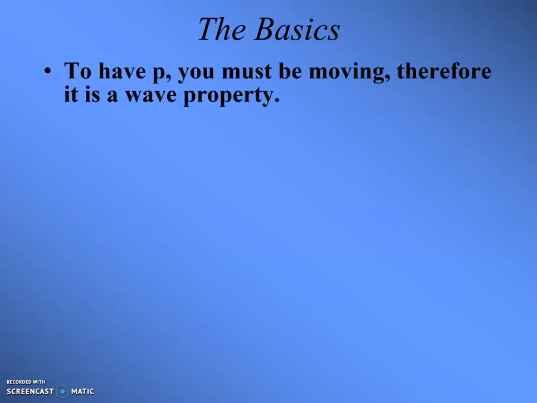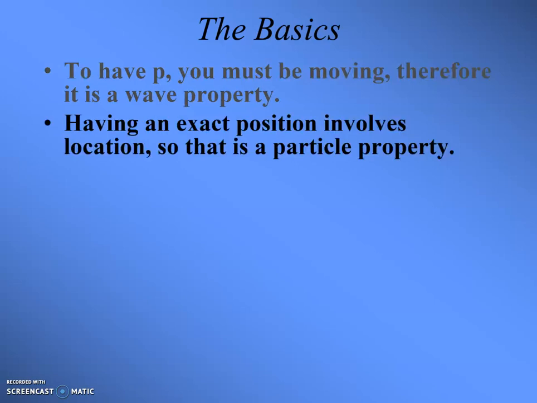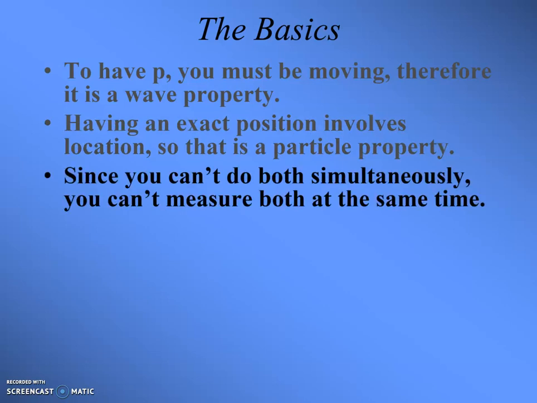If you have momentum, you have to be moving, and motion is a wave property. So therefore, momentum is more of a wave measurement than a particle measurement. On the other hand, if you have position, you're not moving, therefore you are not a wave, you are acting like a particle. So moving and momentum is a wave type thing, location and not moving is a particle type thing. You can't do both simultaneously, therefore you can't measure both at the same time. You can't be moving and not moving at the same time, so you can't measure both at the same time.